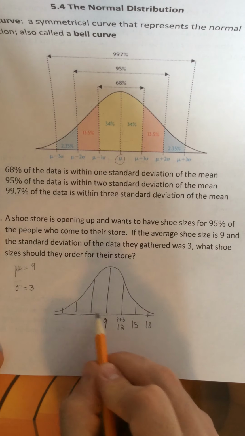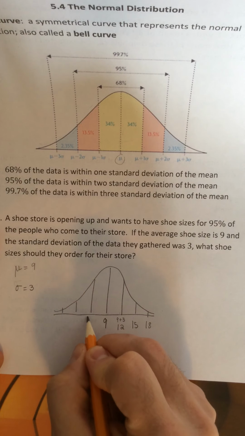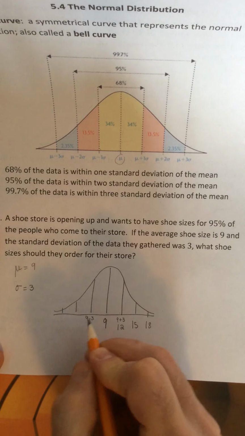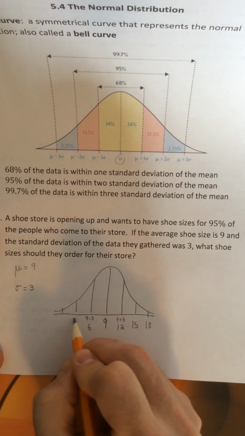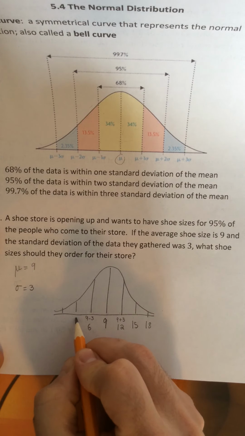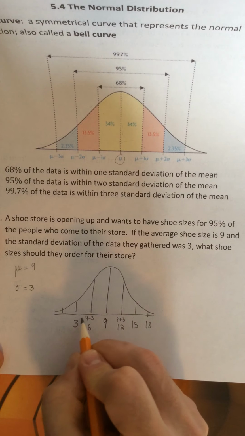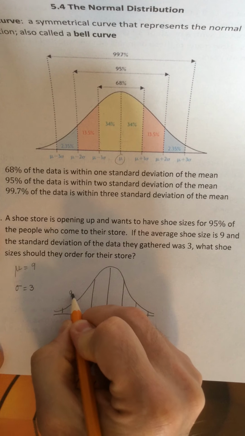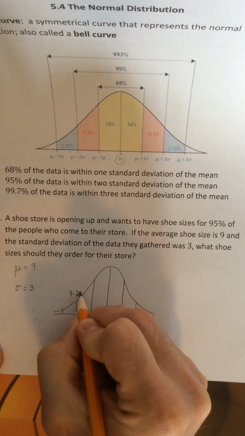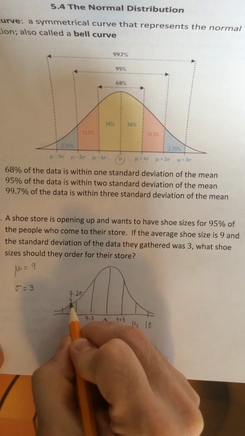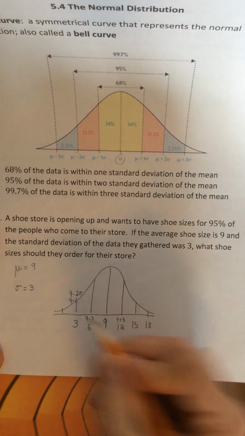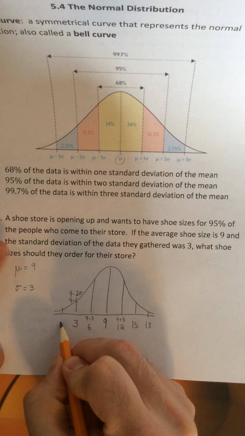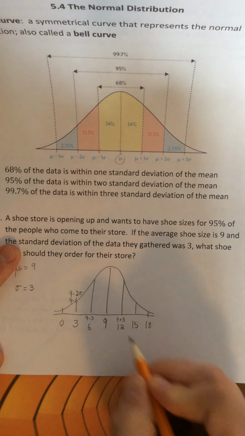Now, if we look at this side, since this is below the mean, what we're going to do is take 9 and subtract 3. So this would give us 6. And then if we take 6 and subtract 3, it would give us 3. Or if you wanted to, it would be really 9 subtract 2 standard deviations, which is really 9 subtract 6. That's the same thing. And then subtract 3 again, that would be 0.